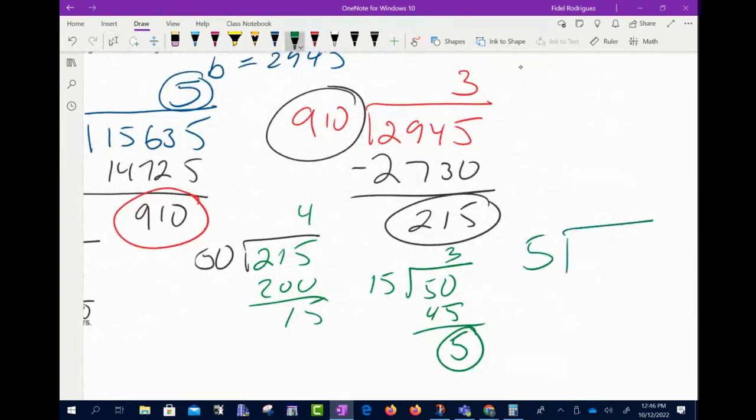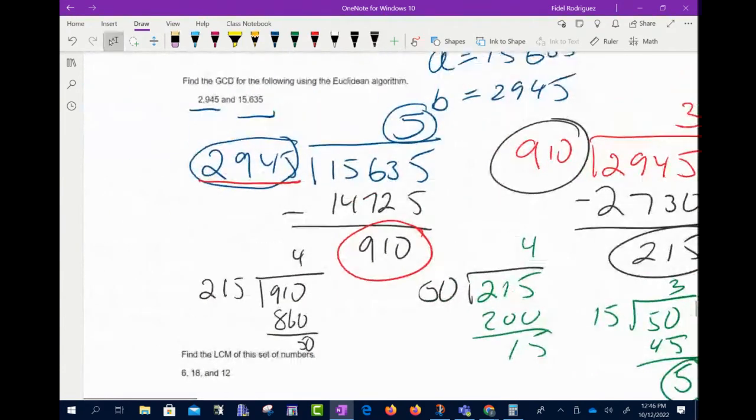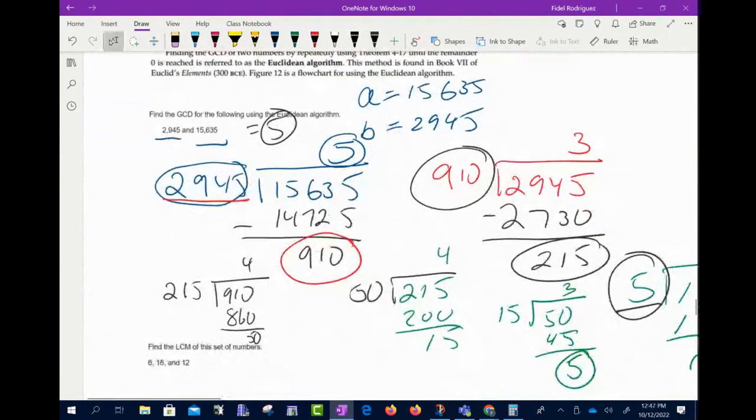Now, last time here, y'all, hopefully. 5 going into 15. How many times is it going nice and neat? 3 times. Okay, now my remainder is 0. Whew, that was a lot of times to divide, okay? But this is what the Euclidean algorithm says. Whatever number you got here that gave you a remainder of 0 is going to be your GCD. So I'm going to come back over here and I'm going to say my GCD is equal to 5. Okay, that's the biggest number that divides into both of them.